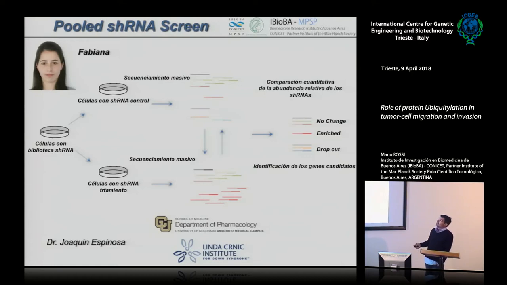What we did is a pooled shRNA screen. Basically, you take a cell line and infect it with a library of shRNAs targeting whatever you want, and with a control shRNA. After you pass it through a selection process, you compare the shRNAs that are present in the control to the treated one, and then you can have an idea which genes, whose inhibition is relevant for the phenotype you are looking at. We did this in collaboration with another Argentinian who is now at Denver, and is the head of functional genomics at the University of Colorado.